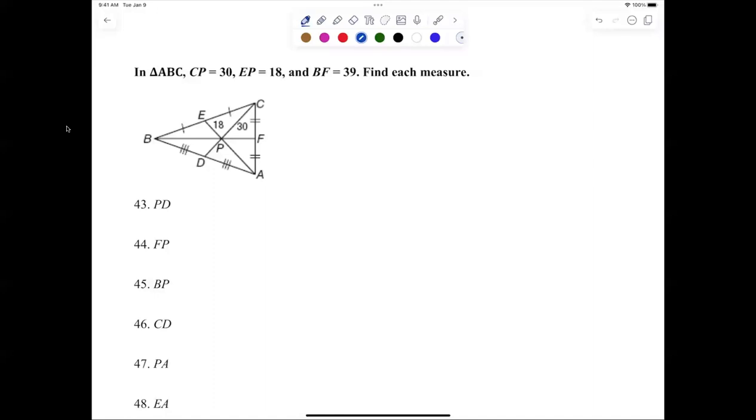So that's a review of everything. The incenter is the angle bisectors. Angle bisectors are equidistant from the sides. The circumcenter is equidistant from the vertices or the points. That's correct. The medians is this one. This is the centroid.